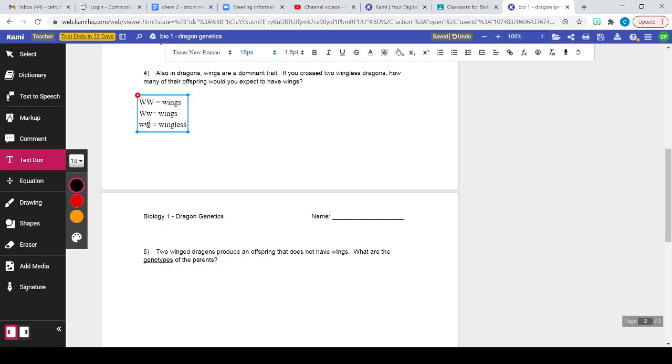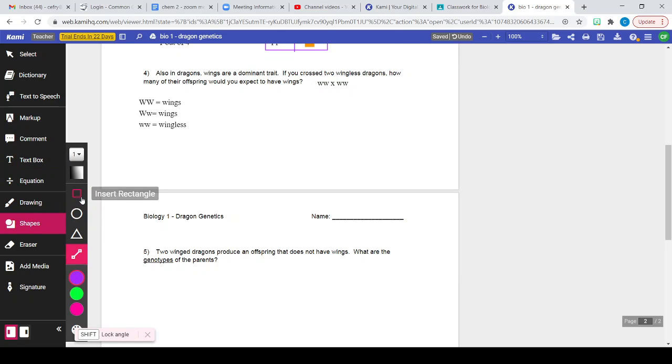Like when I use this, when I write this, I'm very exaggerated with it. So I'll show you that here in a second. So now let's look at this. I am going to cross two wingless dragons. So that means wingless are two lowercase. Look right here. So there's mom. I'm going to cross them with a dad that is wingless also.